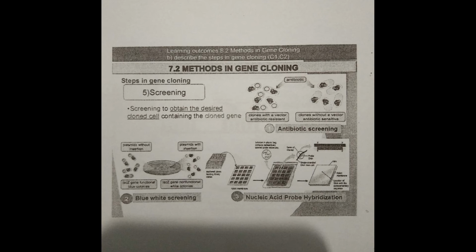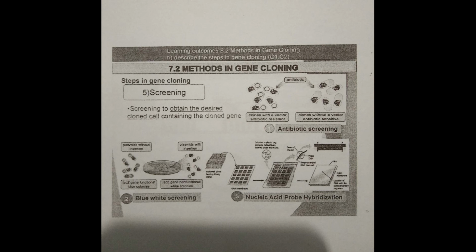There are 3 methods for screening. Firstly, using antibiotic screening to remove the ones with no antibiotic resistance. Secondly, using blue-white screening to remove the ones with the functional lacZ. Non-recombinant plasmids contain an intact lacZ that encodes beta-galactosidase, so they can hydrolyze the X-gal and the colonies will be blue. While for recombinant plasmids, their lacZ is disrupted and cannot encode beta-galactosidase, so they cannot hydrolyze X-gal and the colonies will be white.